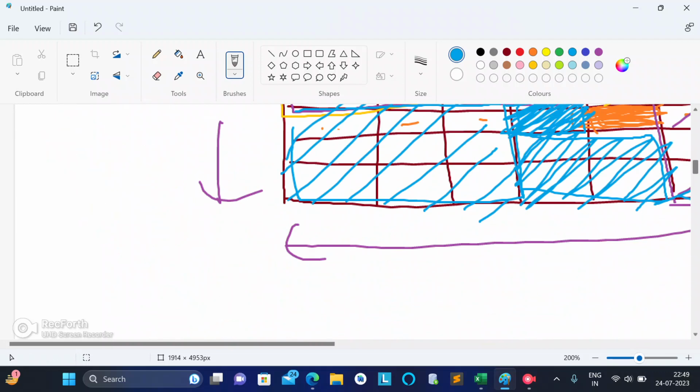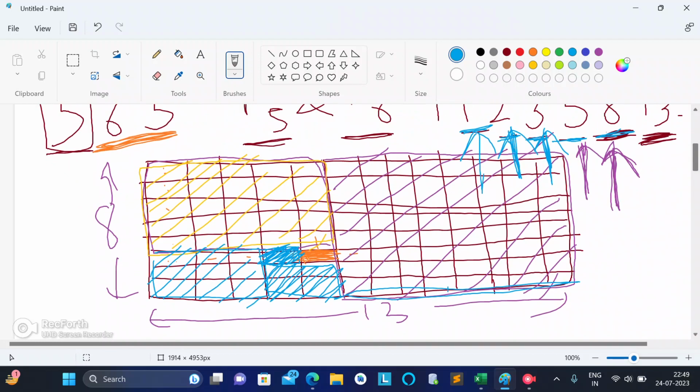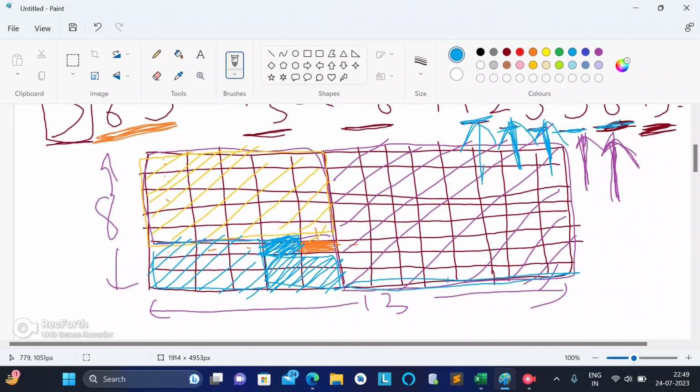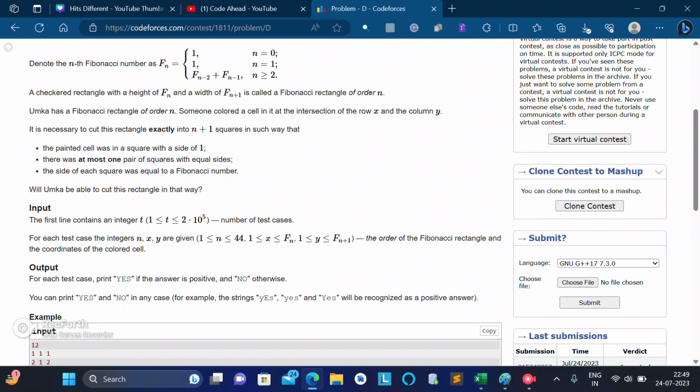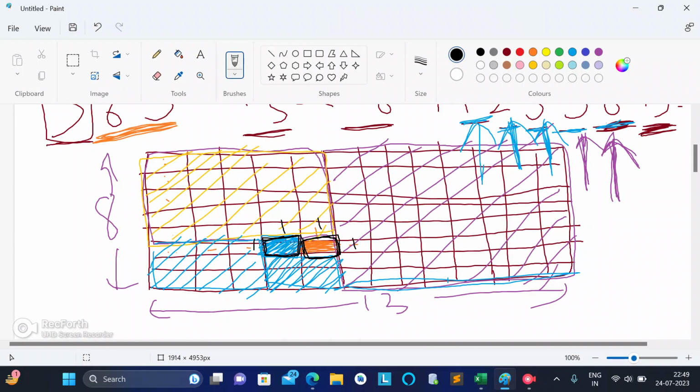Second thing, there are two squares having a length of 1. We can see that this square is having length 1, and this square which was given to us initially is also having length 1. So there are two squares having the same dimensions, and we are also given in the question that at most a pair of two squares can have the same side. And we can also see that each length is a Fibonacci number, and the painted cell is given.